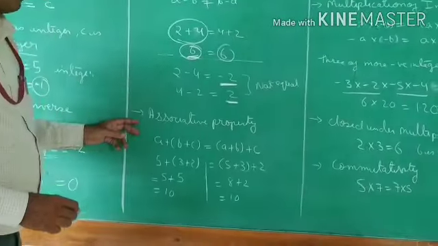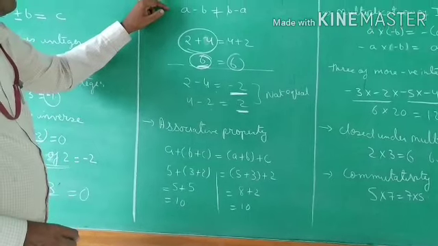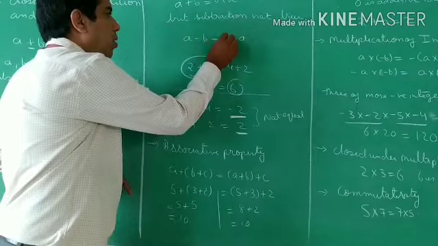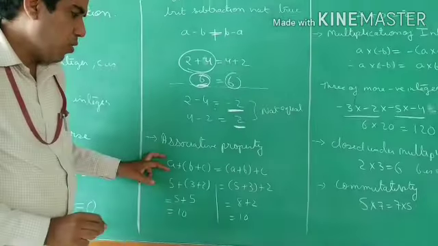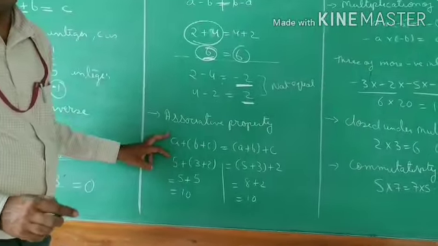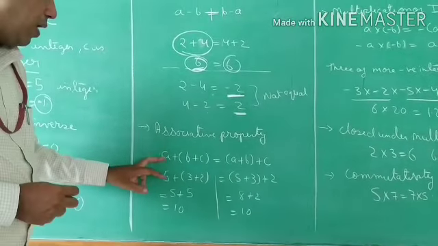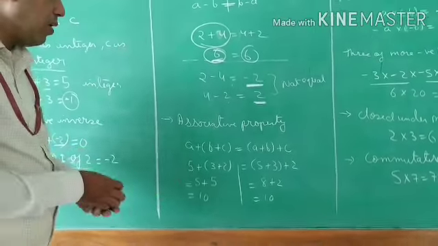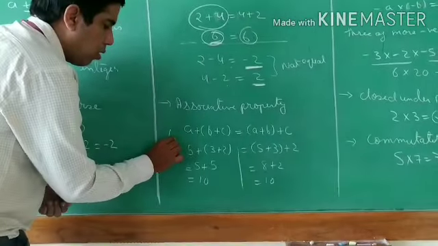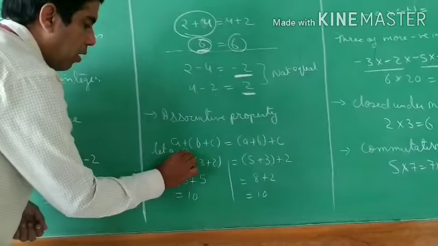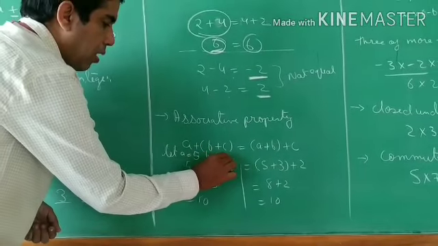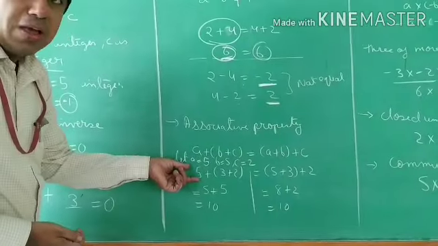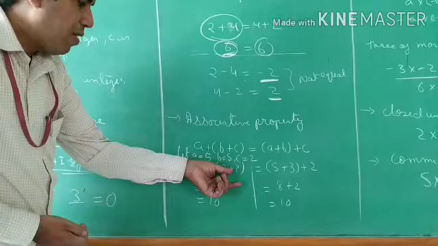Now associative property. I wrote here already that for subtraction it is not true, meaning it is not equal. In the associative property we always take 3 integers. So A plus bracket B plus C. Now I took the example here. Let A equal 5, let B equal 3 and C equal 2.